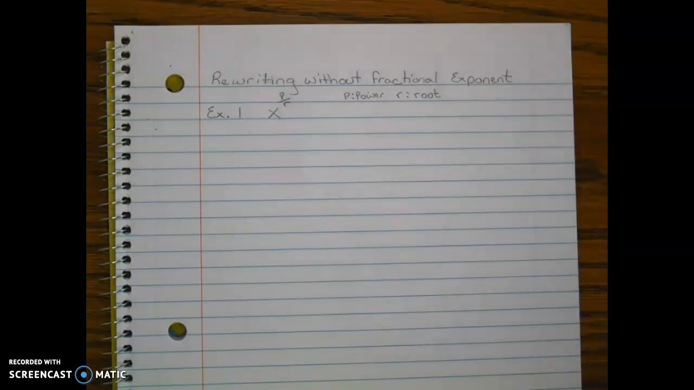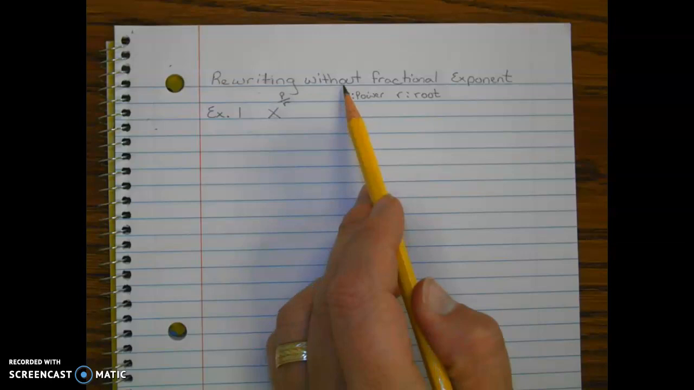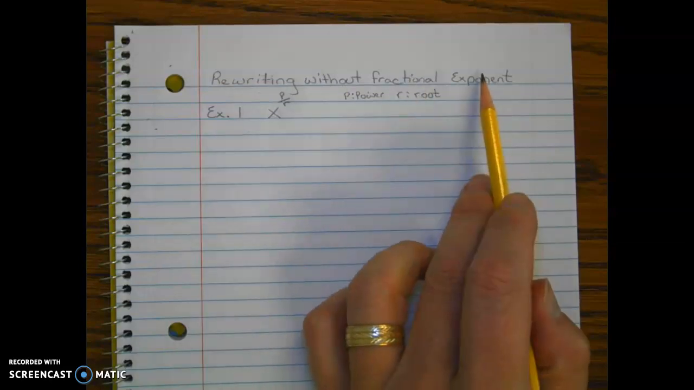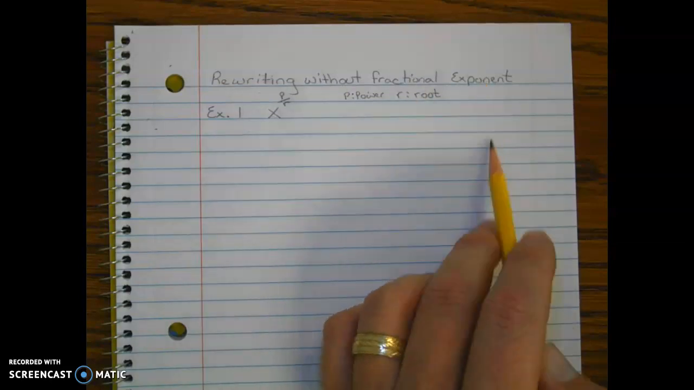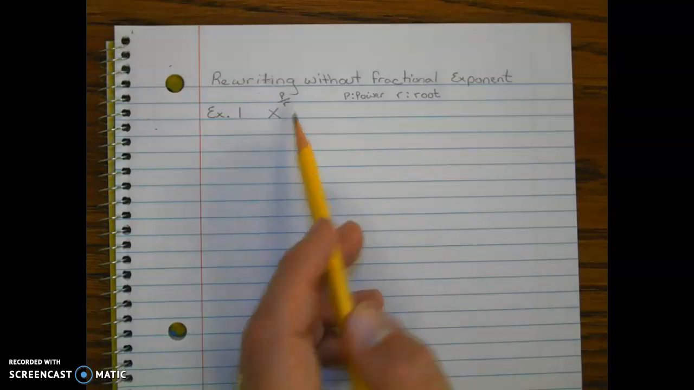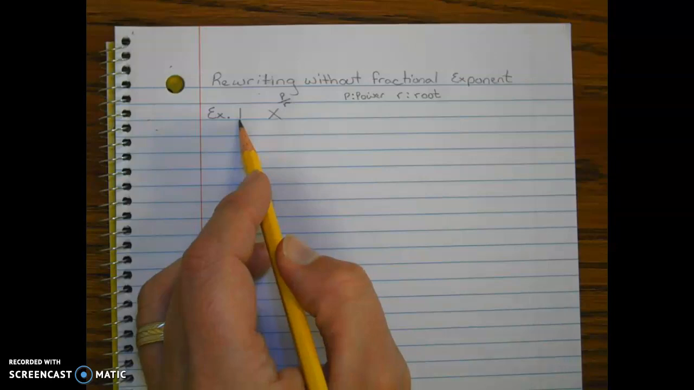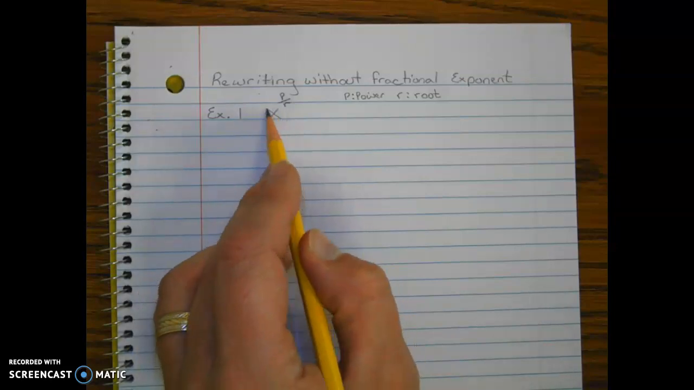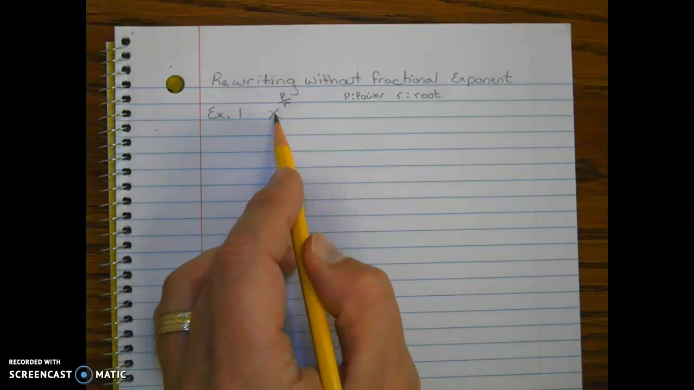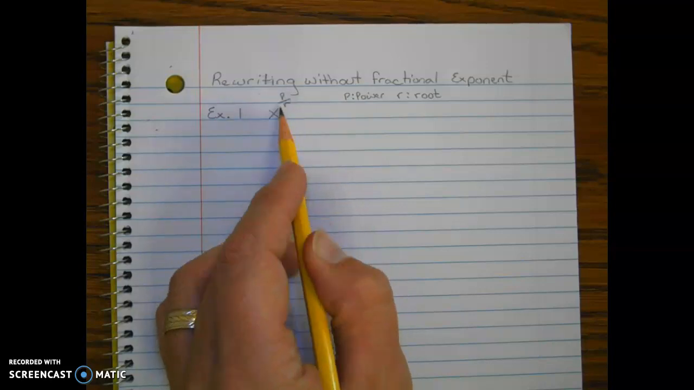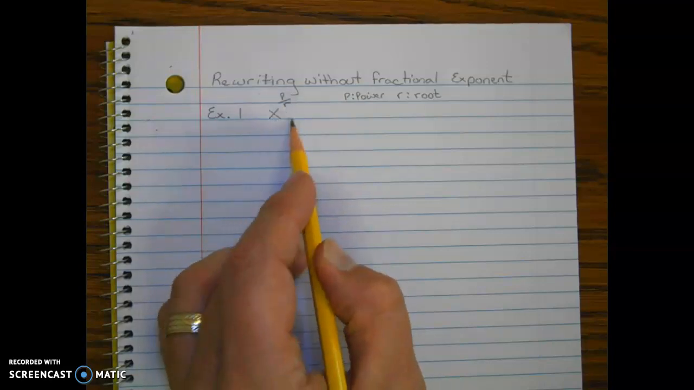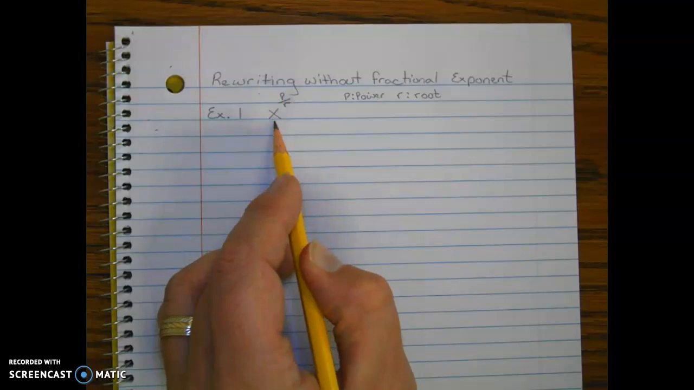Okay, so today's lesson is on rewriting without fractional exponents. So you may want to pause the video and write this down. In example 1, we have a base of x and it's raised to a fractional exponent. So we're going to rewrite this using a radical.